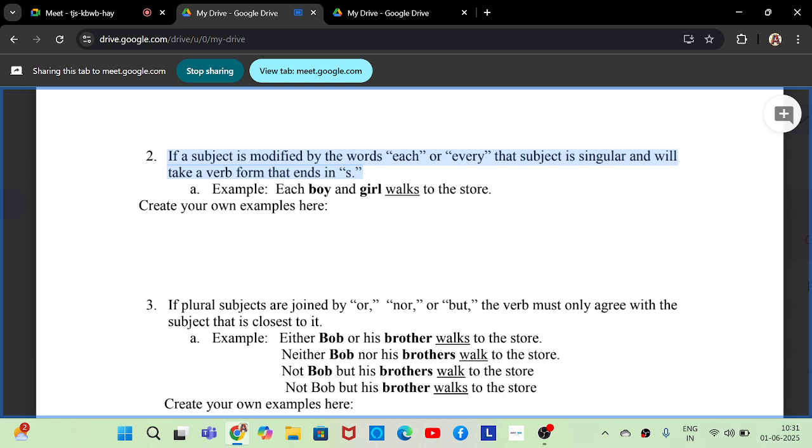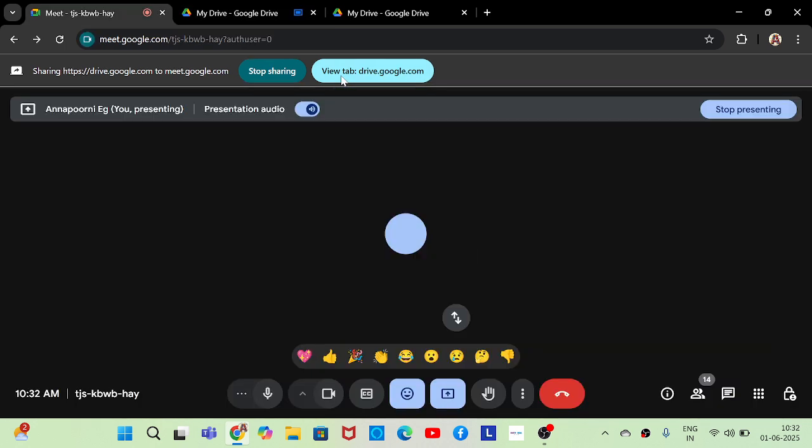For example, each boy and girl walks to the store. Each boy and girl walks to the store means each boy and each girl walks to the store. So here it is not walk, it is walks. I will give you another example. Each student writes the exam. Each student writes the exam. Now it's your turn. Think and give me some examples.